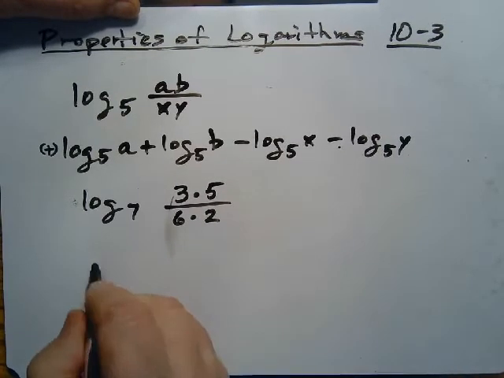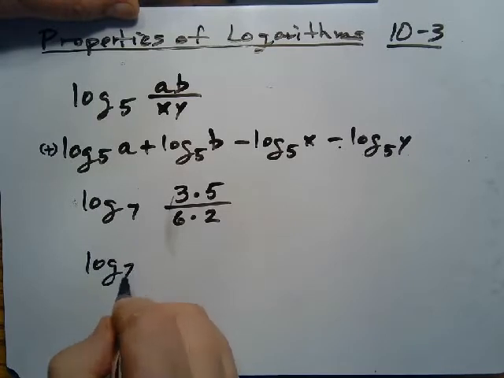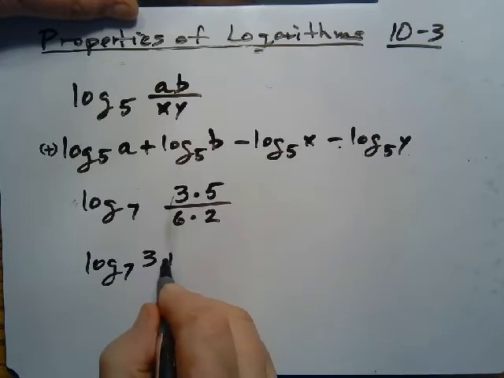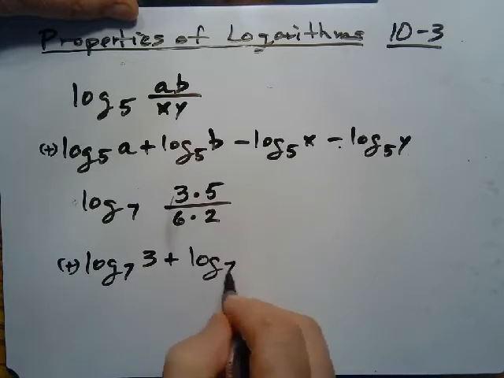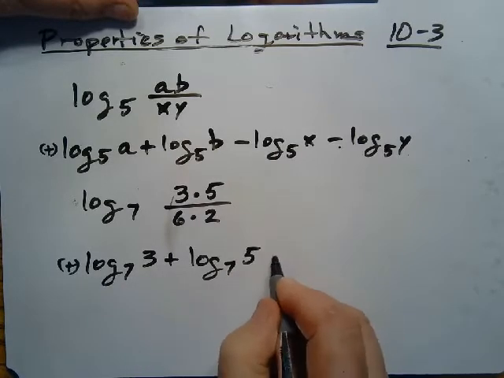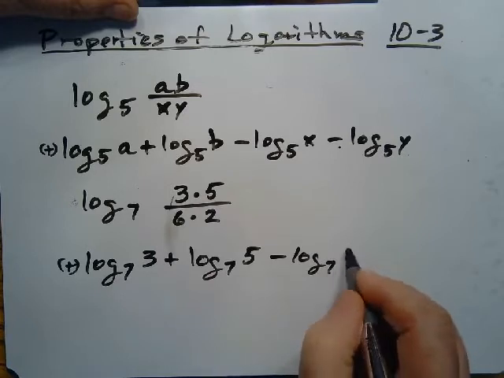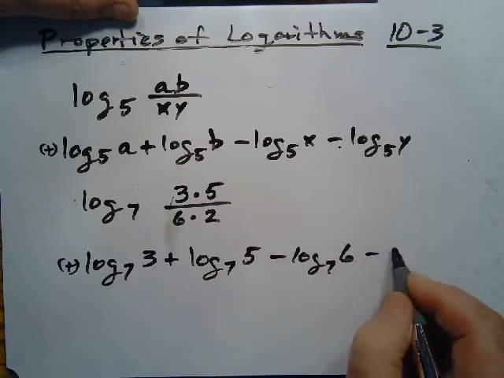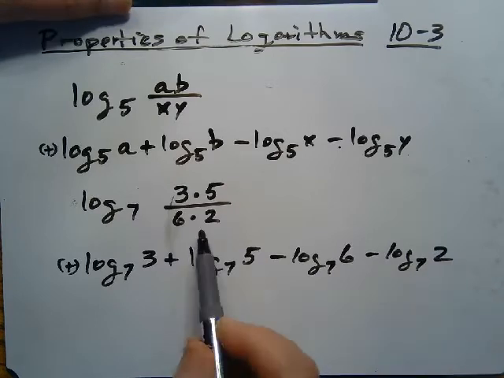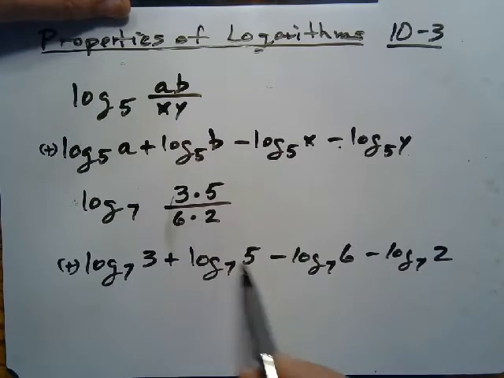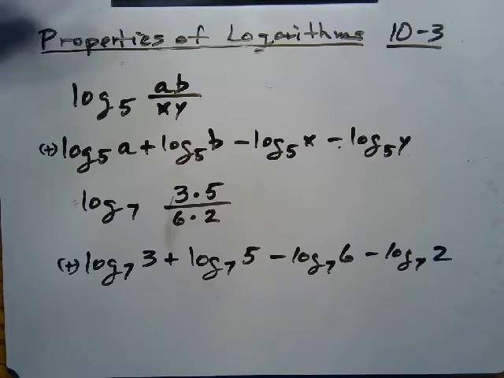Let's see if you can get ahead of me on this. Log base 7 of 3, there's a plus sign in front you don't see, plus log base 7 of 5 minus log base 7 of 6 minus log base 7 of 2. Again, anything in the denominator is going to have a minus sign in front of it.